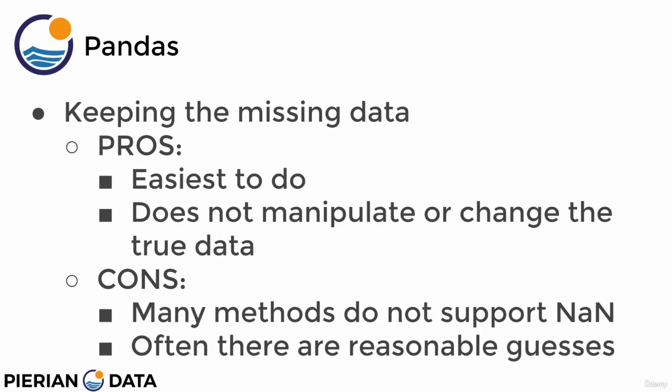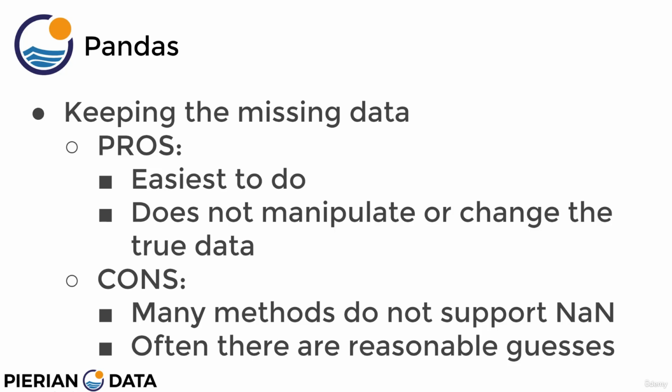Let's start with discussing keeping the missing data as is. Basically, if you're missing a data point and it shows up as not a number within a Pandas data frame, you just go ahead and leave it be as not a number. The pro is that this is the easiest to do. You just read in the data and that's it. You're pretty much done. The other pro is that it does not manipulate or change the true data. Your data set was missing a value, and so whenever you use it, you're going to report that it's missing that value.